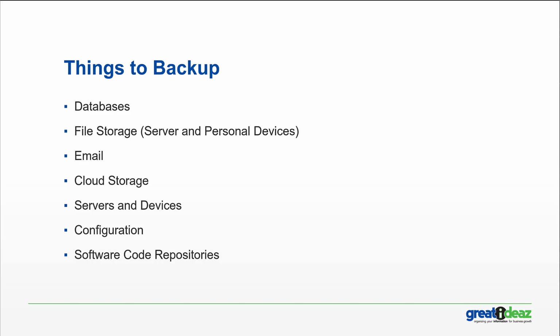We talked about backing up file storage from personal devices and servers, but we also need to be able to back up the servers and devices themselves, because those servers have an operating system on them, they have applications on them, they have configuration information on them and so on. So it's a good idea to image our servers and devices on a regular basis. If we lose something or it breaks, then we can recover from an image. So again, one of the things we'll be considering to back up is server and device backups.